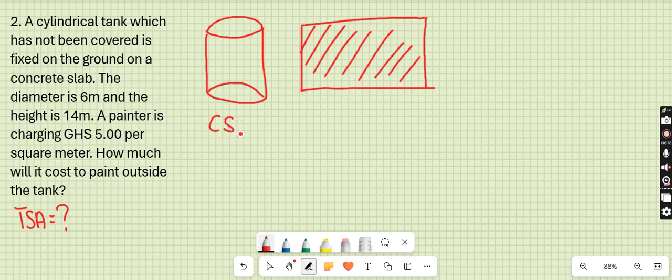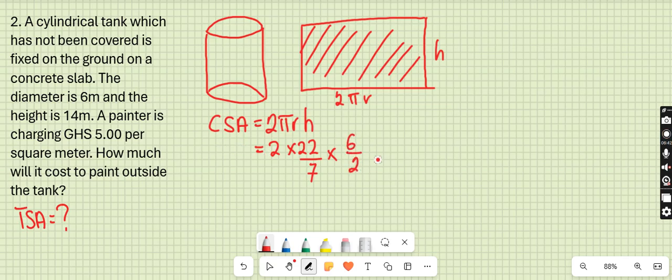Our formula for curved surface area for a cylinder is 2 pi r h, where this 2 pi r is the circumference of the base circle. We are taking pi to be 22/7, and our diameter is 6, so our radius will be 6/2, times 14. So 2 times 22/7 times 3 times 14. This is 264 meters squared.